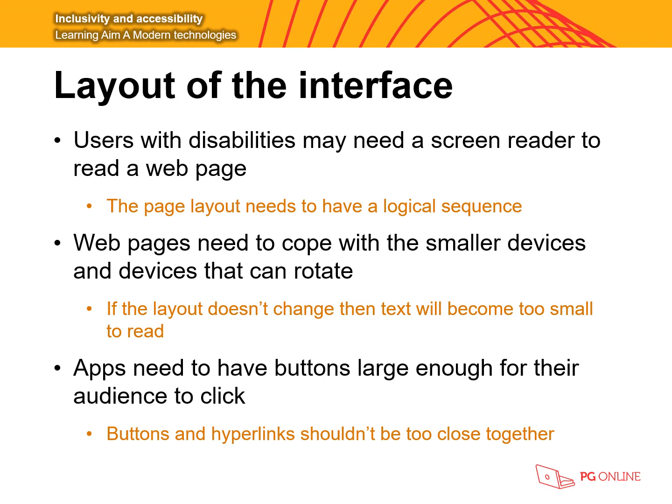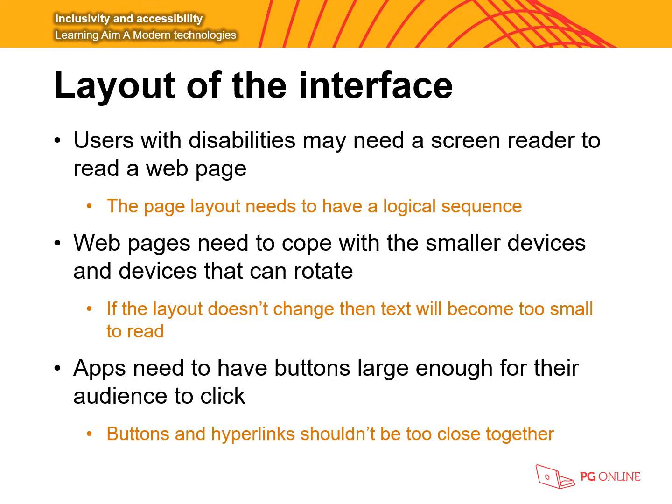And also, if your device can rotate, then you need your web page to be able to support that rotation so your text doesn't become too small so you can't read it. And finally, applications need to have buttons that are large enough for the audience to click. You may have noticed on some of your applications you've used previously, or on your text messaging feature, that the buttons are small and located close to each other, which means you can often struggle pressing the correct button.